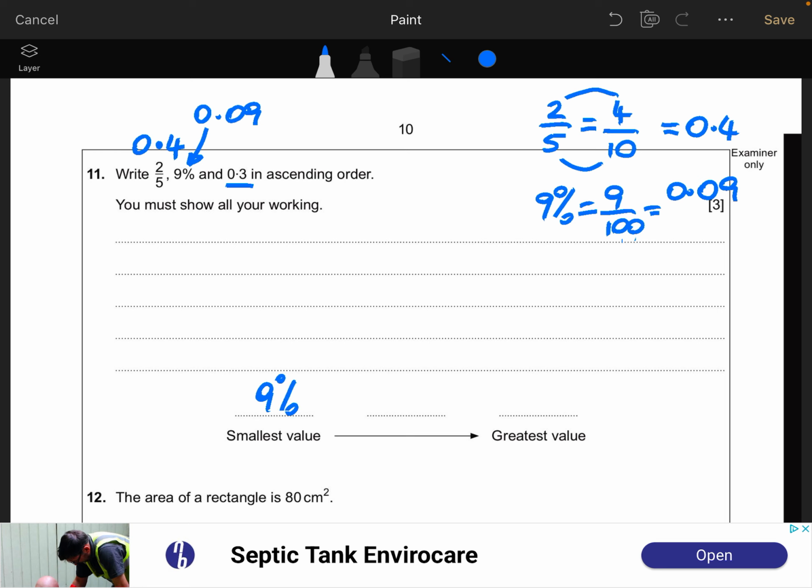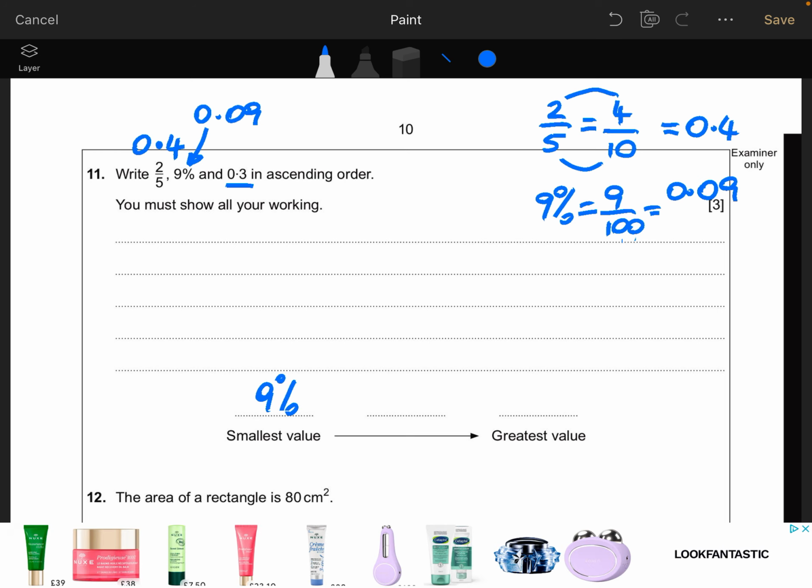Here we go, there's 9%. And then after that, we've got either 0.3 or 0.4. Well, 0.3 is the next one up, and then 0.4 is the biggest value, and that's 2/5. I do tend to write them down in the same format that they were given in the question, though you will get away, I think, with not doing that.